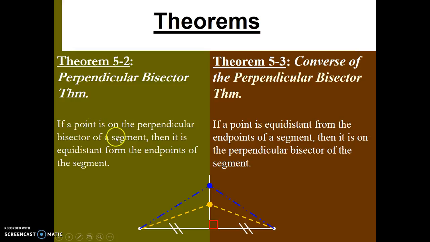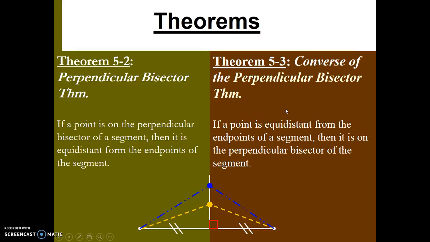It states just that. So if you look at the points in yellow and blue, any point on the perpendicular bisector of a segment is equidistant, which means equal distance, to the endpoints of the segment. Right here and right here. And then you have a point in yellow, which is the same thing there.